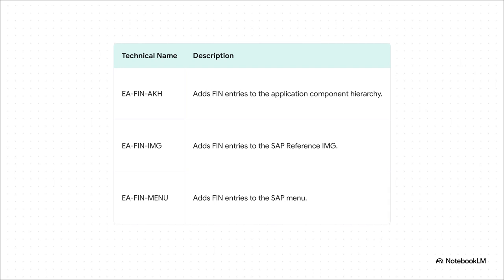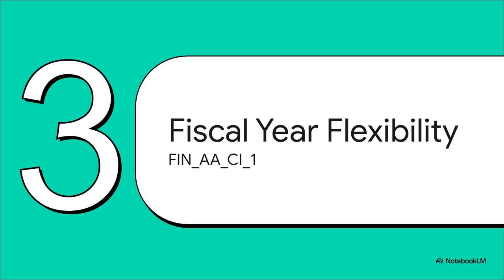So what's actually going on under the hood here? Well, when you activate this, the system automatically runs these things called BC sets. And what they do is they physically add all the new finance functions right into your menus and configuration screens, making everything instantly available for your team to use. Pretty neat. All right, let's move on to our final key function.